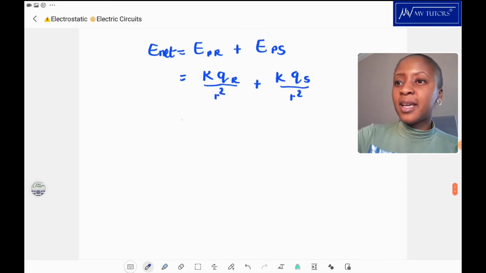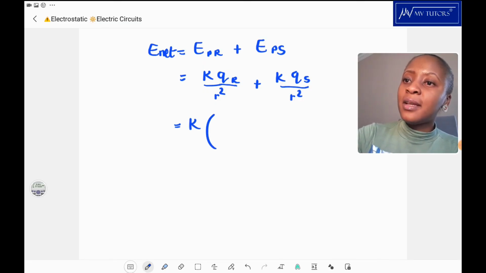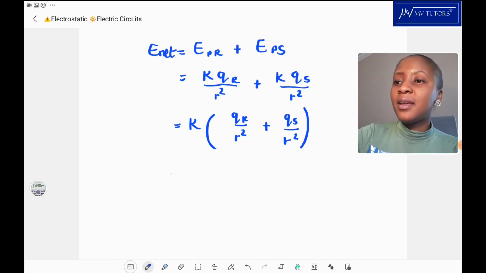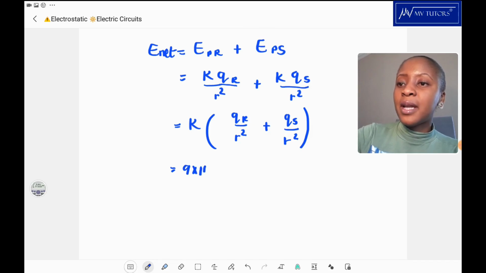You can see that k is a common factor, so I'm just going to take it out. Then I'm left with the charge due to R and the distance between R and P, and the charge due to S and the distance between S and P. As we've said, k is 9 times 10 to the power 9.